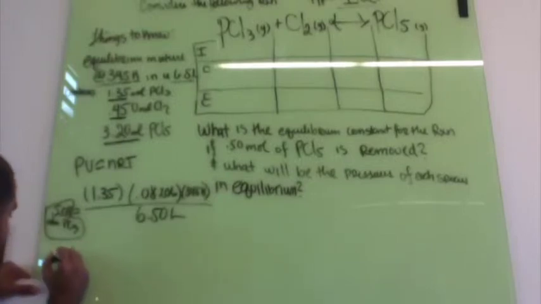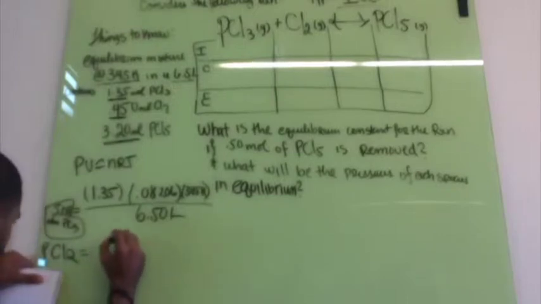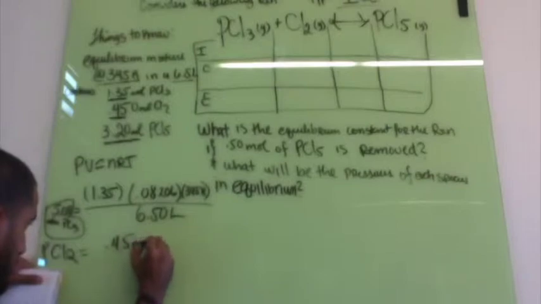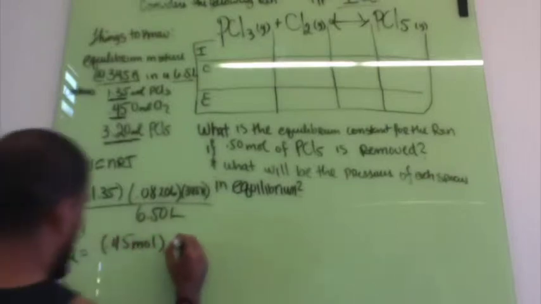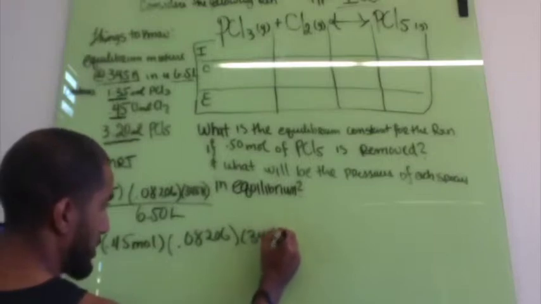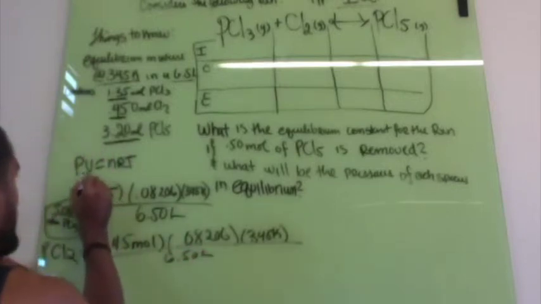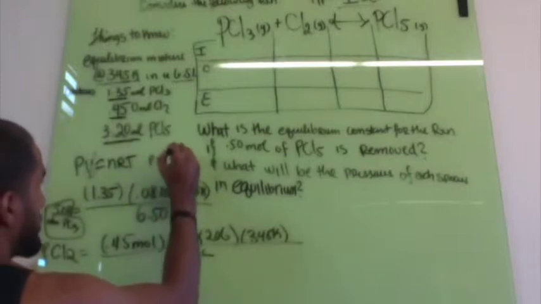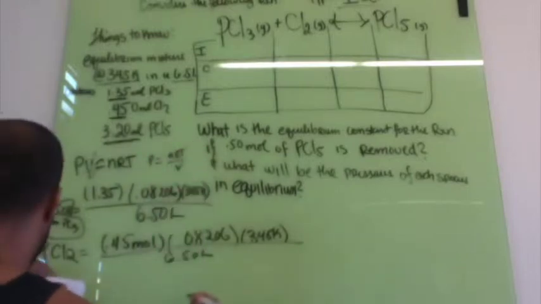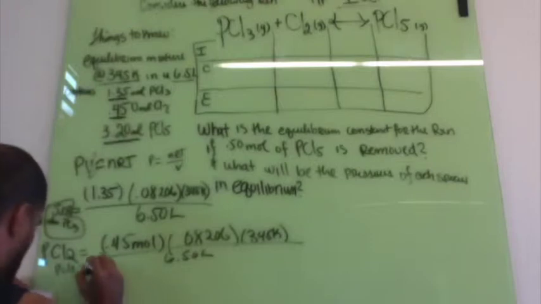Now we're going to find it for Cl2. So, Cl2 equals P, 0.45 mole times 0.08206 times 345 Kelvin, all over the 6.5 liters, which is our V. If we solve for P, it will be P equals nRT over V. We will get Cl2 equals 1.96. That's for Cl2.